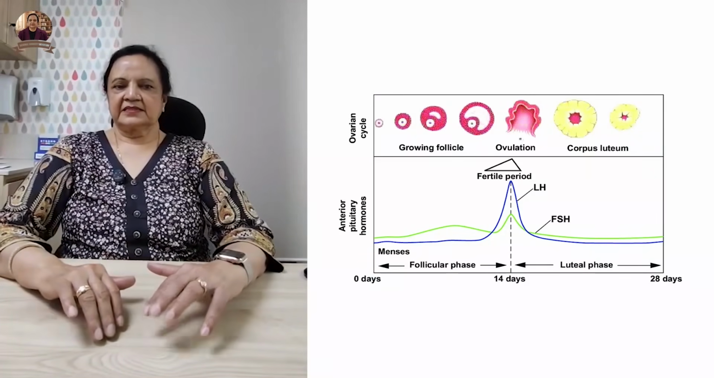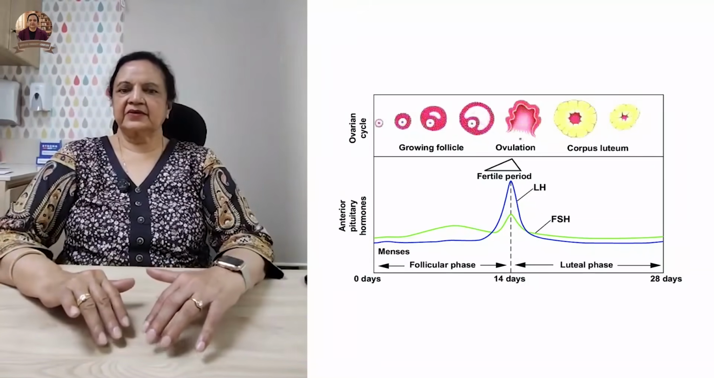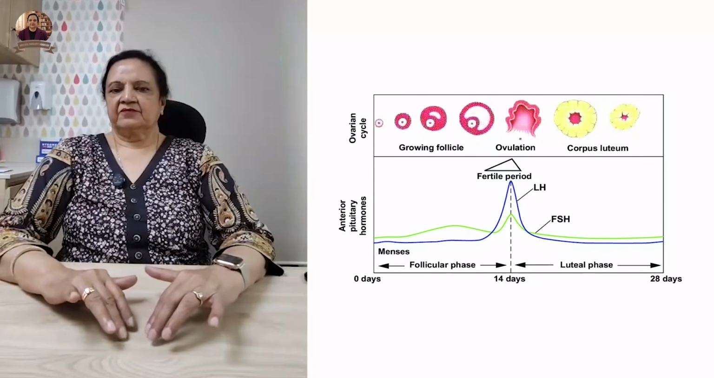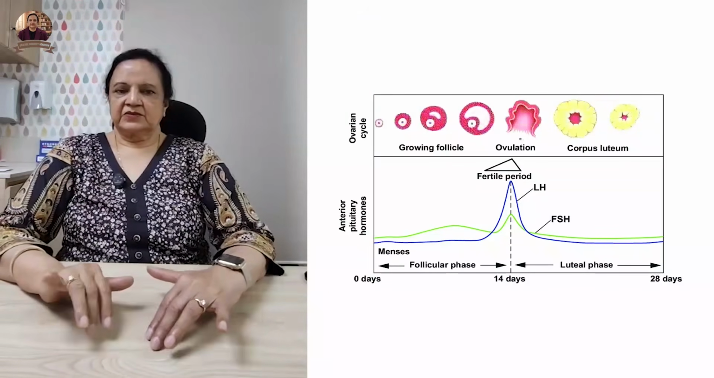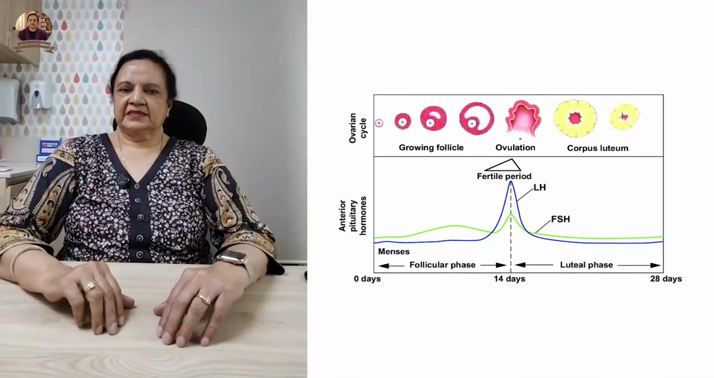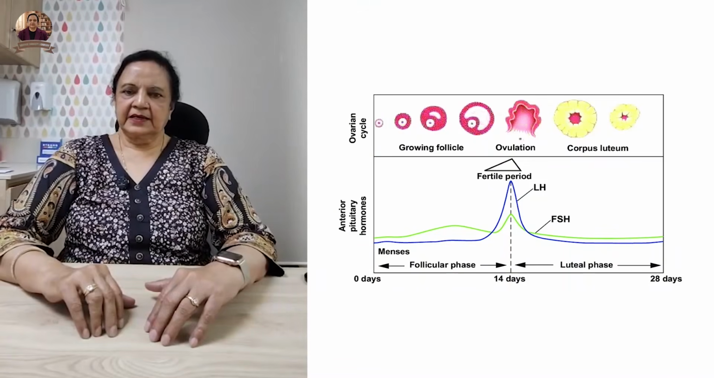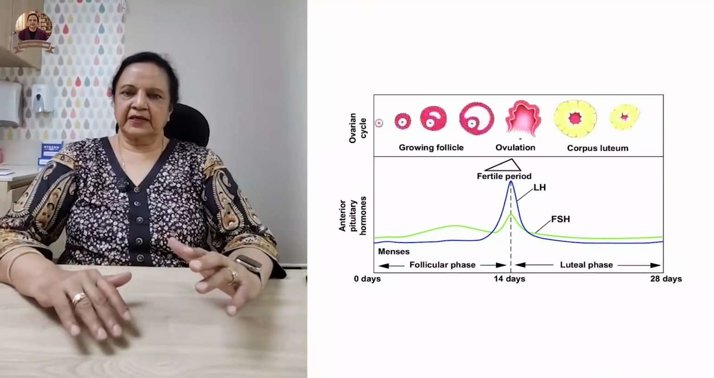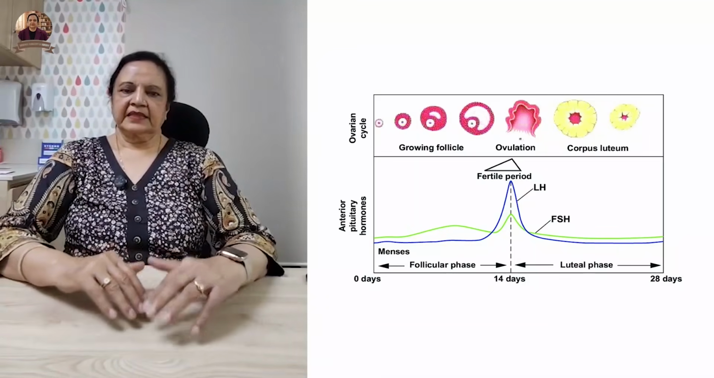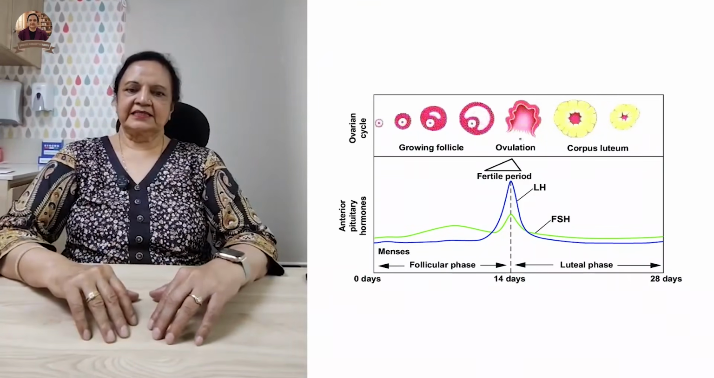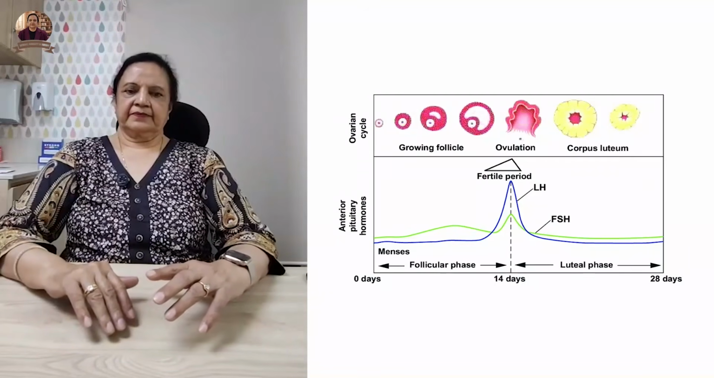And the fourth phase, that is the luteal phase, also called the secretory phase, which is from day 15 to day 28. The ovarian changes which take place during this phase: under the influence of LH, the ruptured follicle transforms into a temporary endocrine gland called the corpus luteum. The corpus luteum secretes large amounts of progesterone and some estrogen.